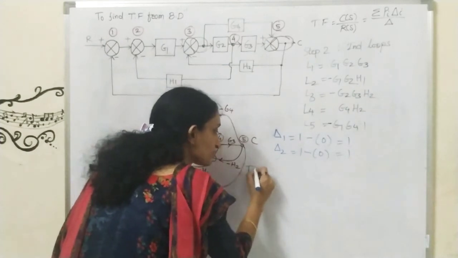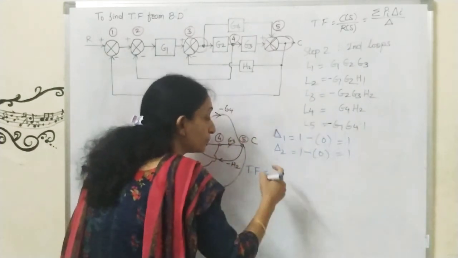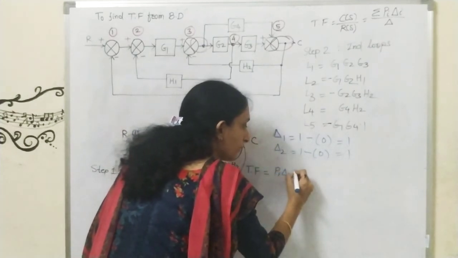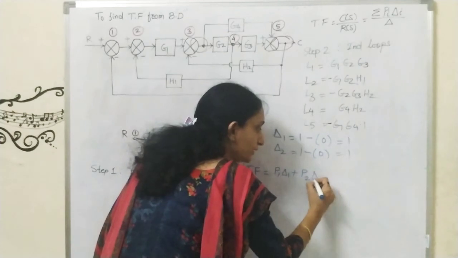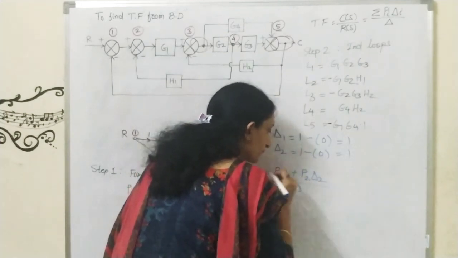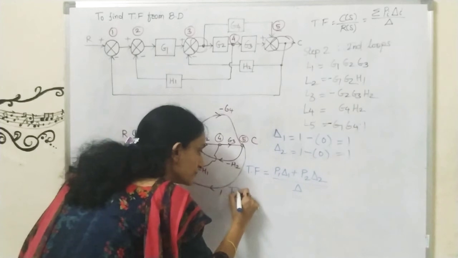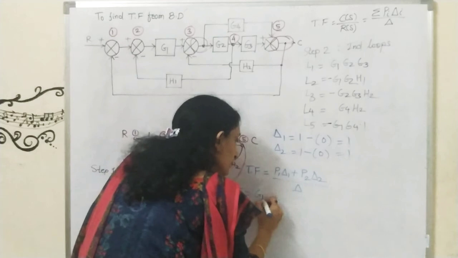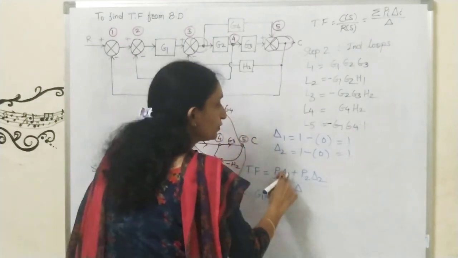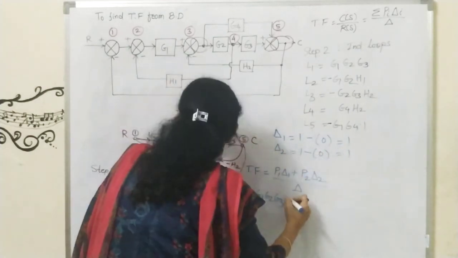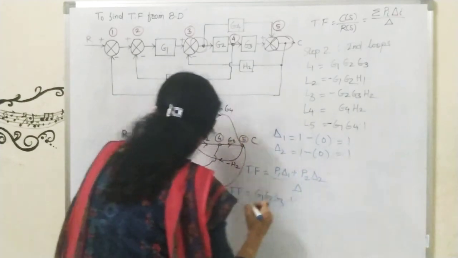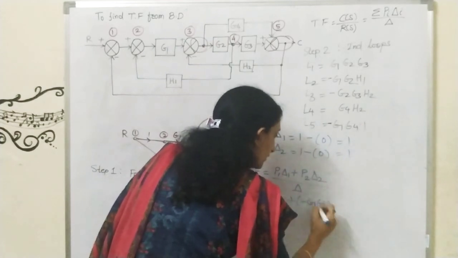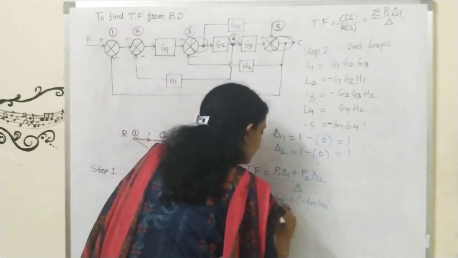So my transfer function is equal to Laplace transform of output upon Laplace transform of input. I will write here P1 delta 1 plus, two forward paths are there, so P2 delta 2, upon delta. So put the values here. P1 is G1, G2, G3, into delta 1. Delta 1 is 1, so multiply it with 1. Then plus P2 is equal to minus G1, G4. So I will write minus G1, G4. Multiply by delta 2, again it is 1.